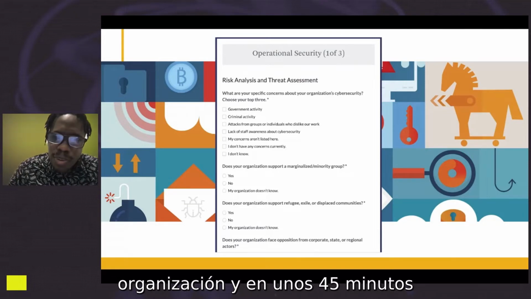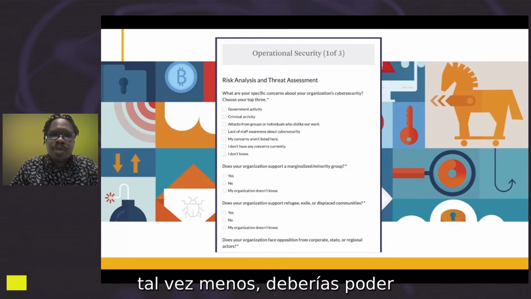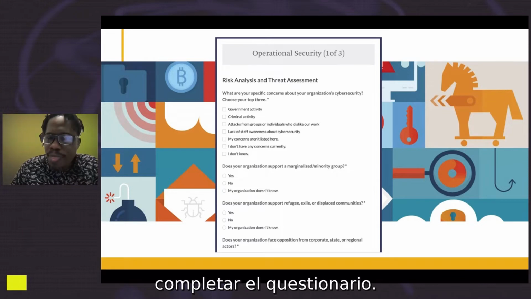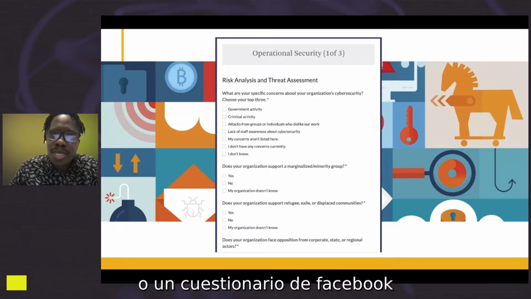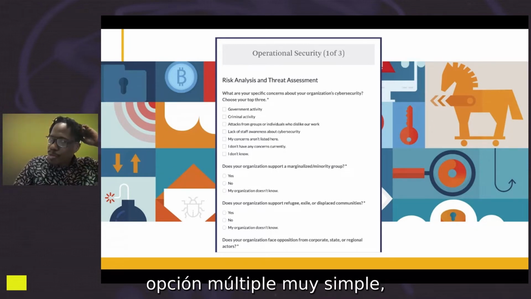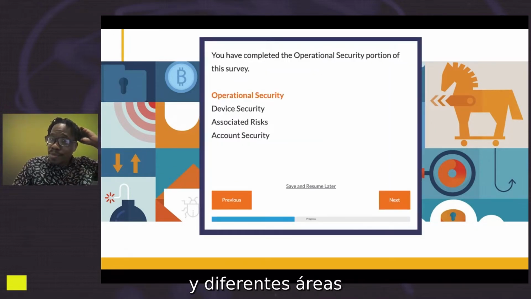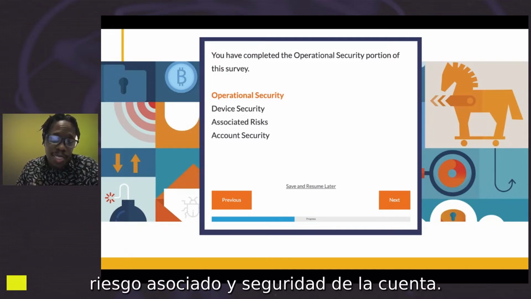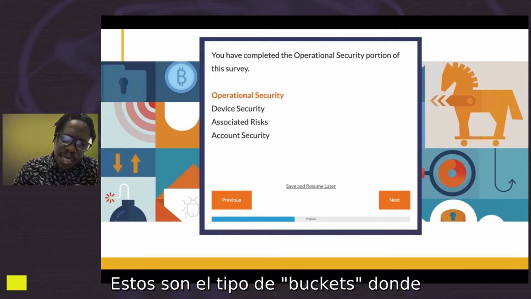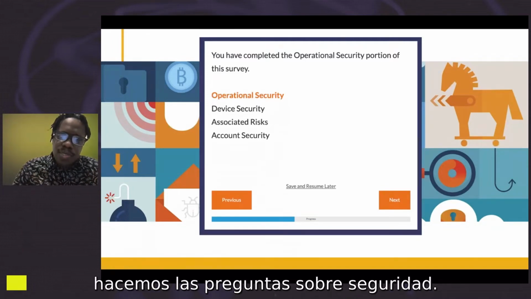And in about 45 minutes, maybe less, you should be able to complete the survey. It's kind of like a Cosmo magazine quiz or a Facebook quiz. Very simple, multiple choice. And different areas: operational security, device security, associated risk, and account security. These are the buckets that we ask the questions in.